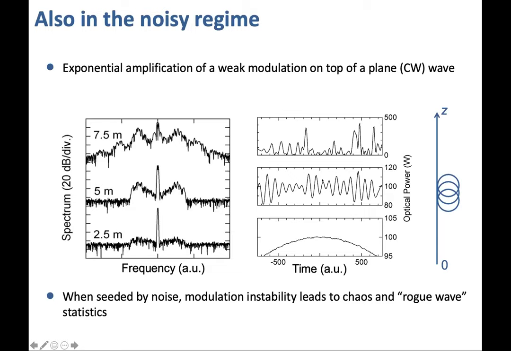And in the particular regime where modulation instability is seeded by noise, this obviously leads to chaos with random pulses or substructures which emerge. And this regime has also been shown to be associated with extreme event or rogue wave statistics, arising from specific structures which are rare, but which have an extremely intense temporal intensity.